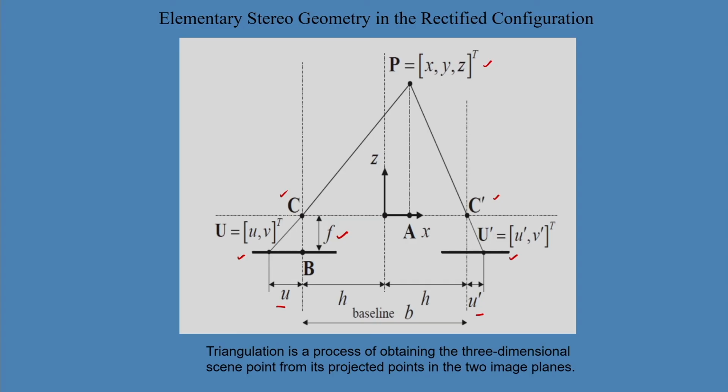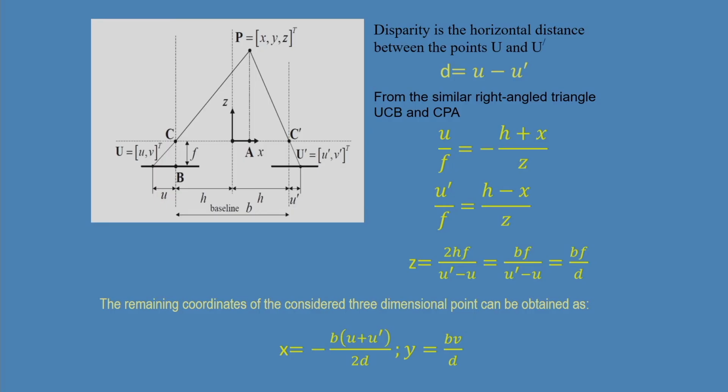Triangulation is a process of obtaining the three-dimensional scene point from its projected points in the two image planes. So I want to get the 3D information of the scene point from its projected points in the two image planes. From the two images I want to get the three-dimensional scene point. That means I want to determine the x coordinate, y coordinate and the z coordinate. The same configuration I am showing here.